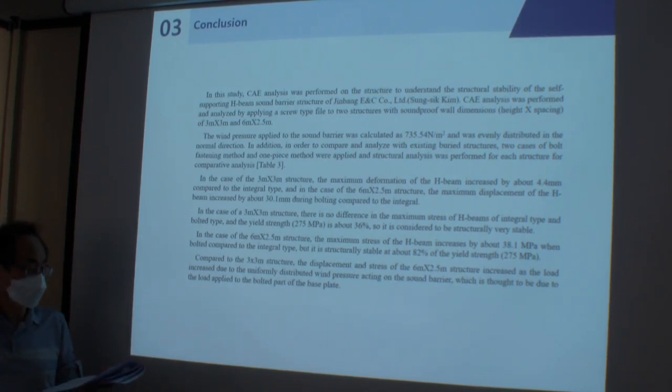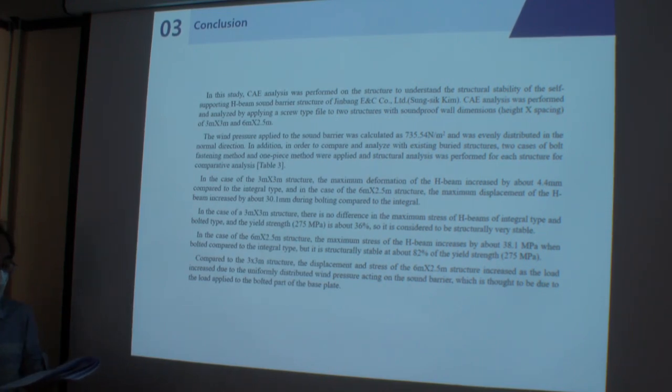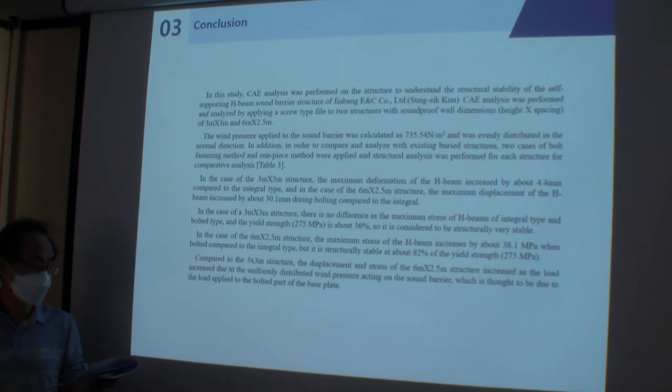In the case of the 3x3 structure, there is no difference in the maximum stress of the H-beam between the integral type and the bolted type. The yield strength ratio is about 36%, so it is considered to be structurally very stable. In the case of the 6x2.5 structure, the maximum stress of the H-beam increased by about 38 megapascal.